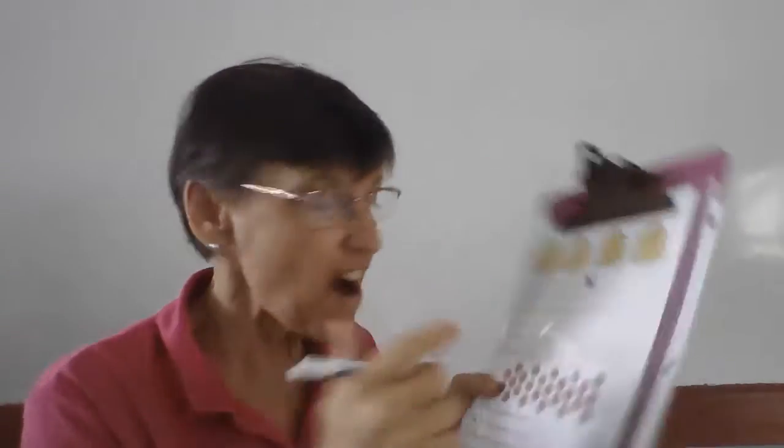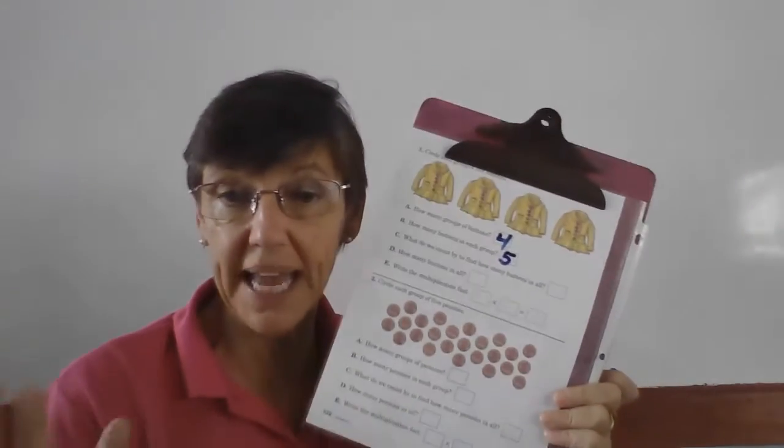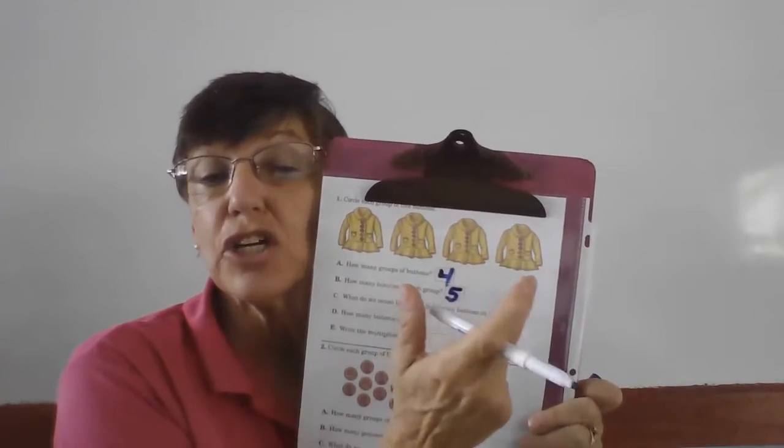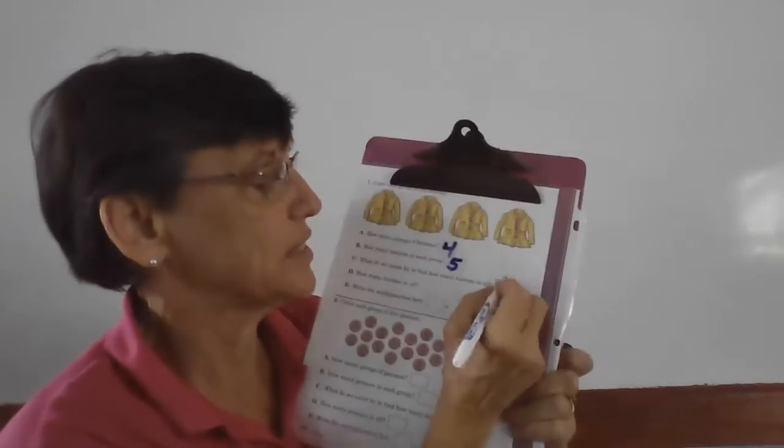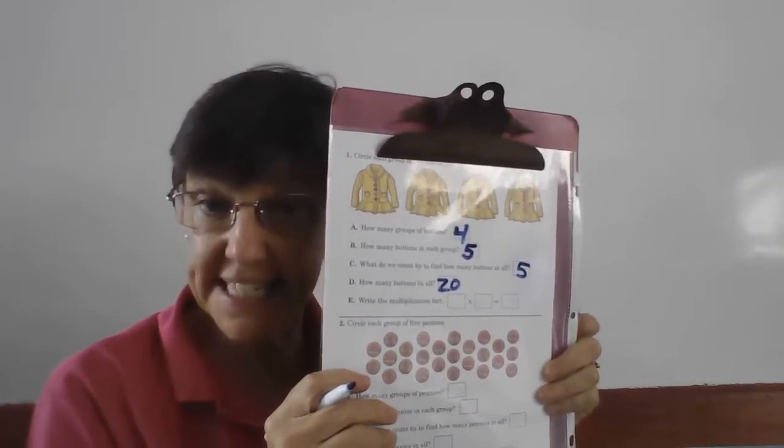Now it says how many buttons in each group? 1, 2, 3, 4, 5, right? So it says what do we count by to find out how many buttons? We're going to count by 5s. 5, 10, 15, 20, right? So how many in all? 20. Oops, sorry. 5 goes there. Forgot. 5 goes there. 20 goes there, right? Now let's make our multiplication sentence, okay?